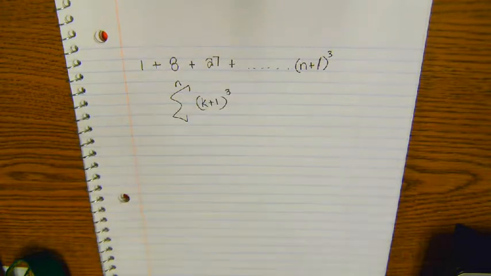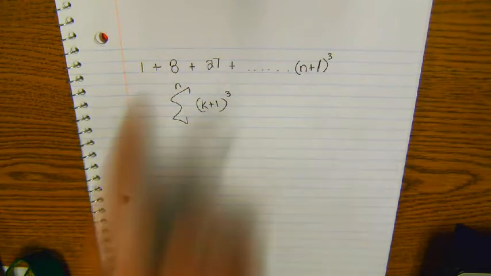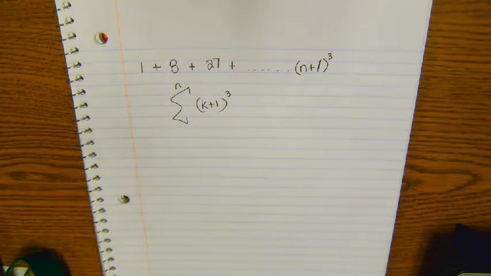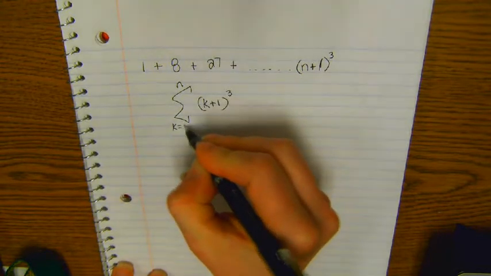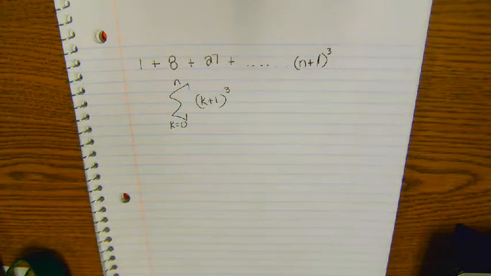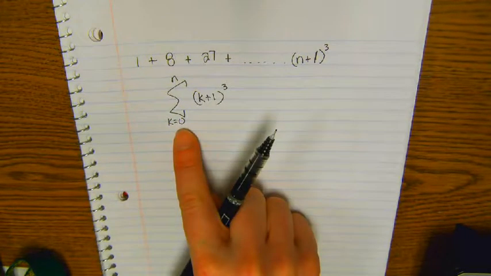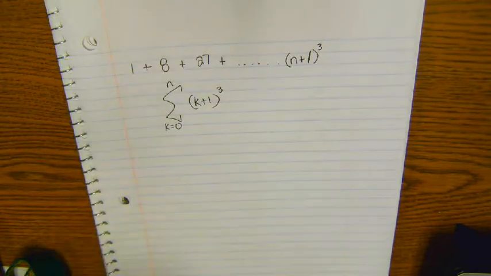Nope. So how can I adjust my notation to make it start at 1? What are some things I could do? Yeah, let's start at 0. Would it work with 0? Let's see. What's 0 plus 1? 1 cubed. Perfect. Then I'd start with 1 would be this one and so on.